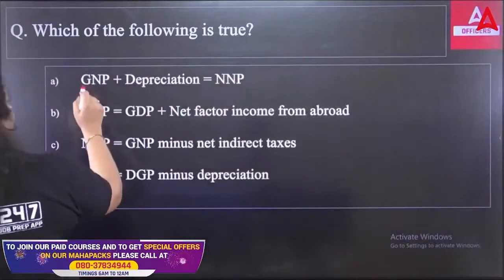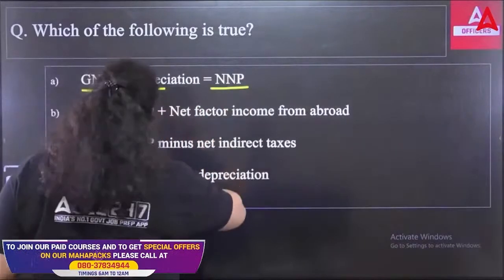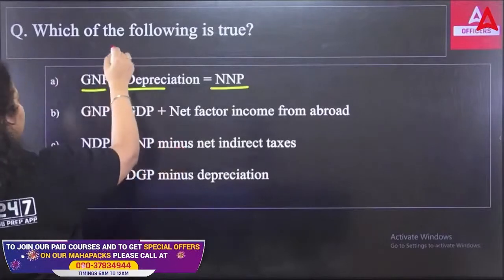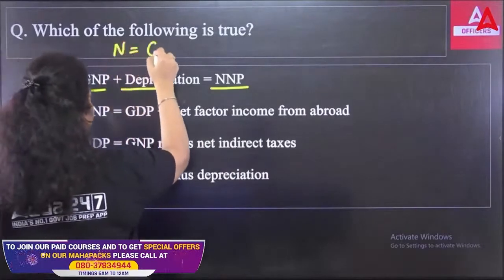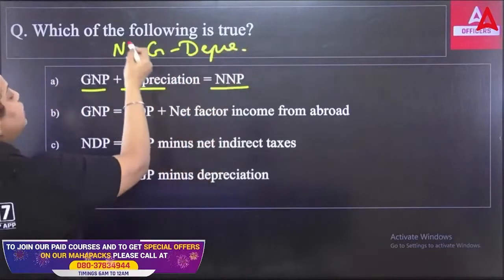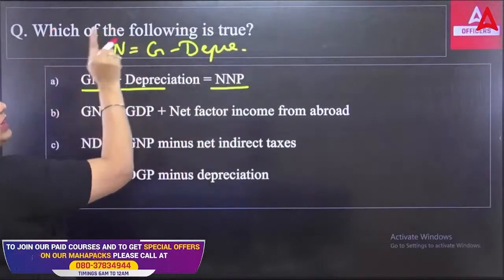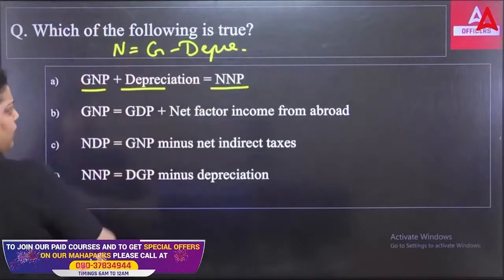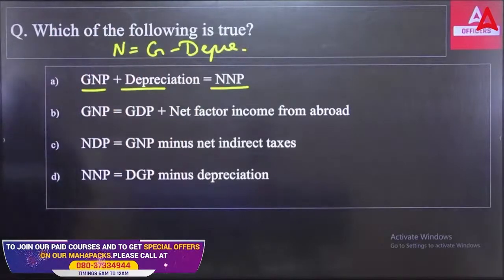We have GNP plus depreciation equals NNP. It can't be right. I have told you, if you want to calculate the net value, you have to do gross minus depreciation. Now you are doing what? You are calculating gross with the net value. So it's very obvious you have to add the depreciation, or not? You have to add depreciation.